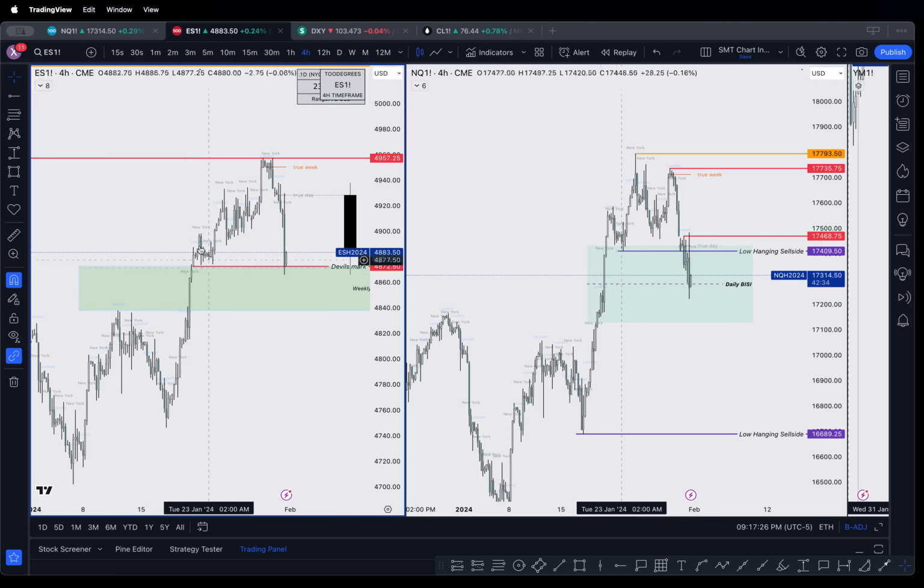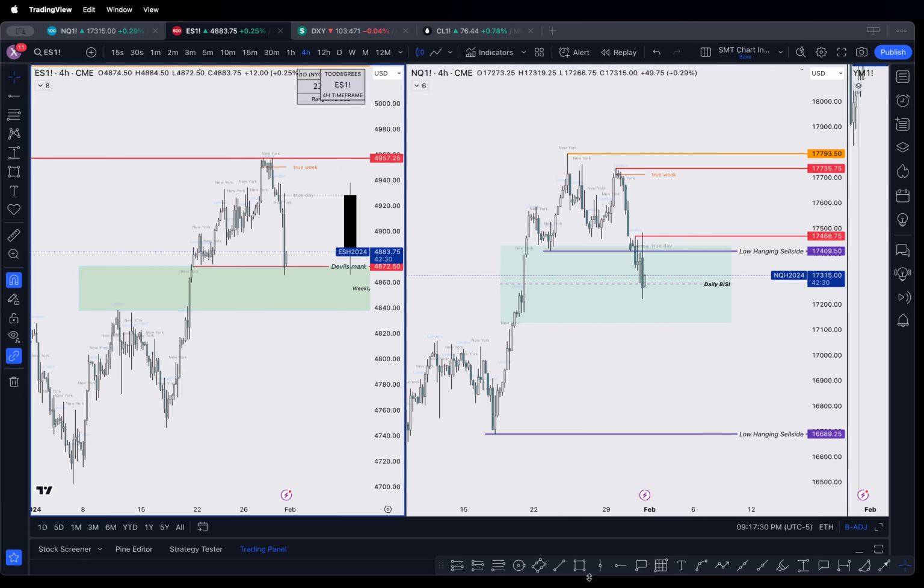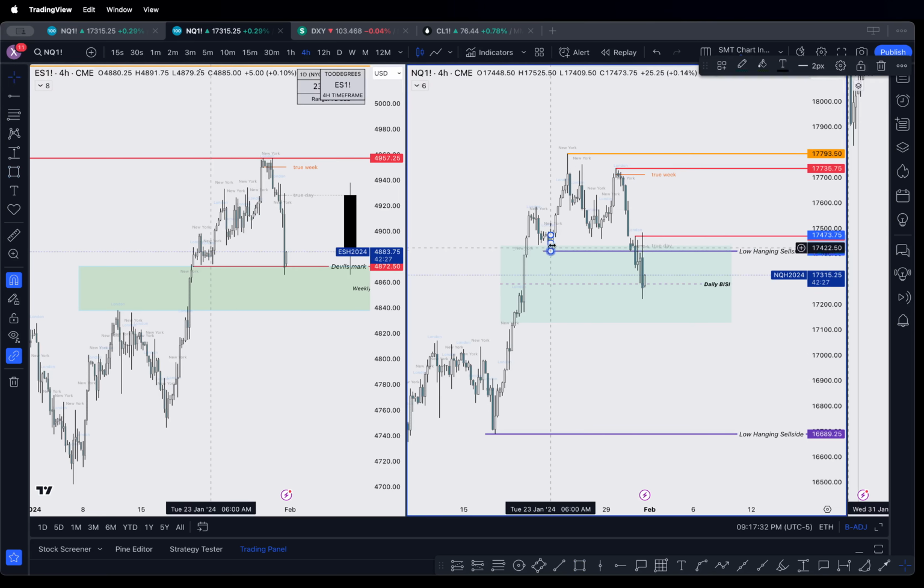ES has come down and taken out this 4 hour draw. NASDAQ has taken out this 4 hour draw and then reused this entire area as what? What does this become now? Let me refer back to it. This becomes a breaker, right? Yep. And now we've traded away from that.